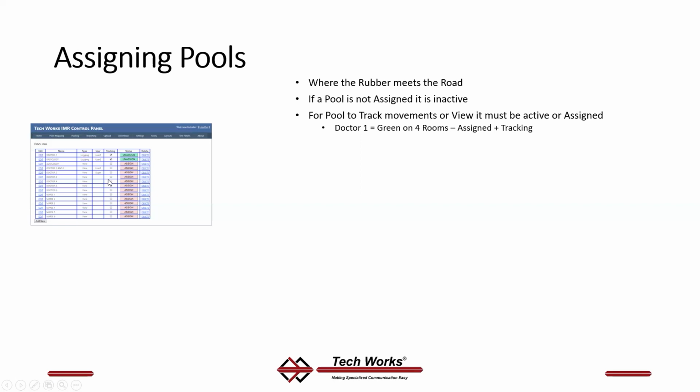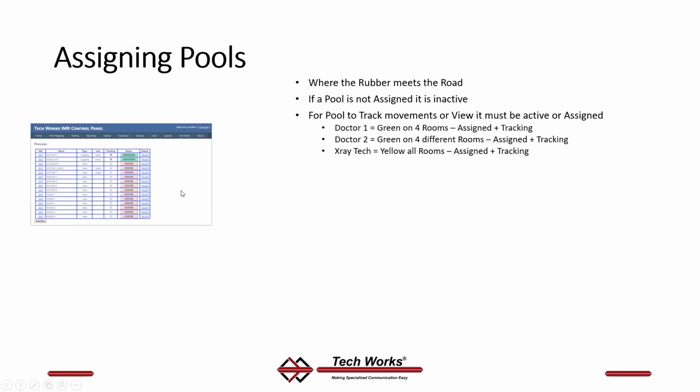If it is a tracking pool or logging pool, see here where this says logging type. If it's a view only, these are grayed out. You can't track. But if you set it up as a logging pool, you have to click track him now and assign to get it to track him. Dr. 2 would have his own pool, 4 different rooms, and then you have to click track and assign.